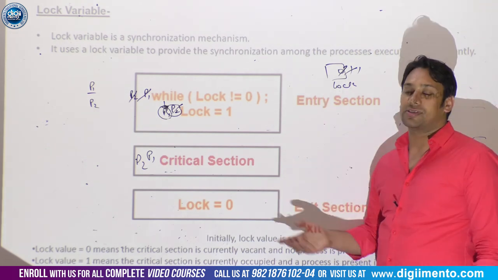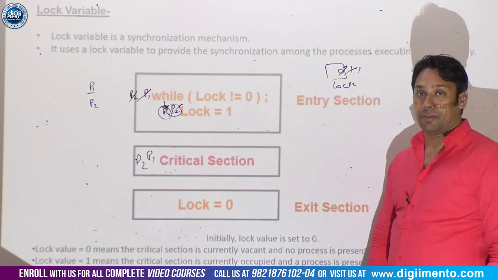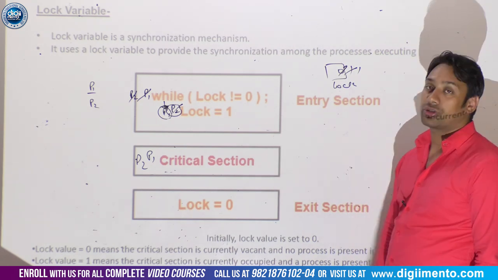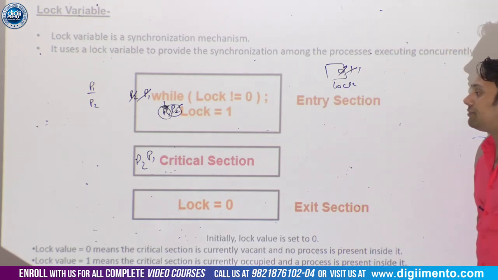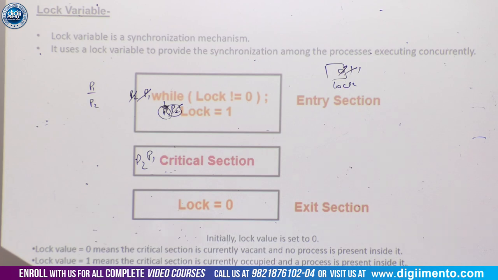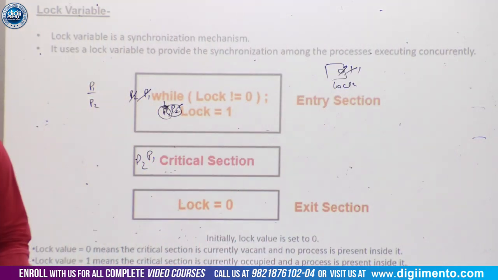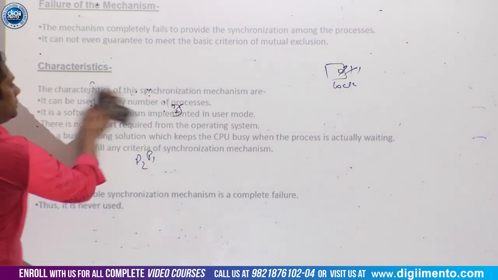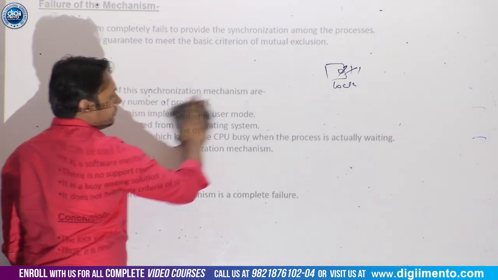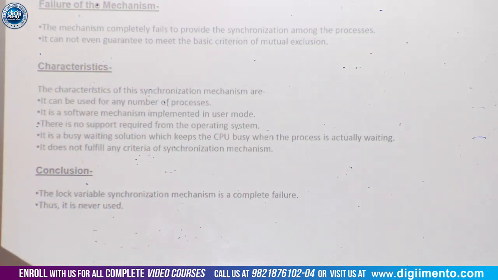We can have 3 processes, 4 processes, multiple processes which can enter the critical section at the same time. Therefore, this mutual exclusion condition is not followed. Okay, so that is why this lock variable solution is a failure. This solution is a failure. It is a failed mechanism. You cannot create such a mechanism to solve this problem of the critical section.